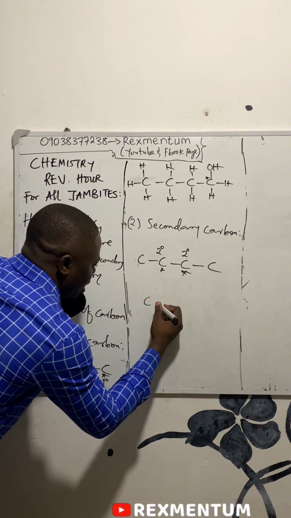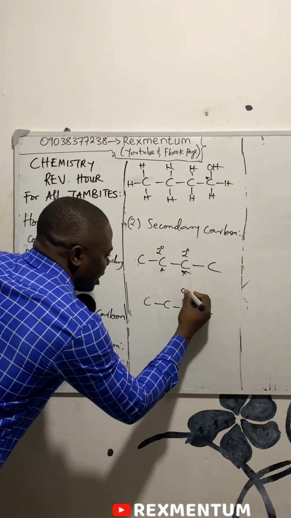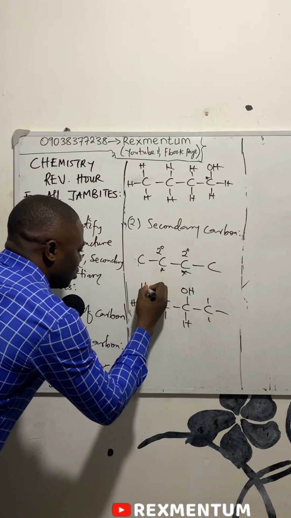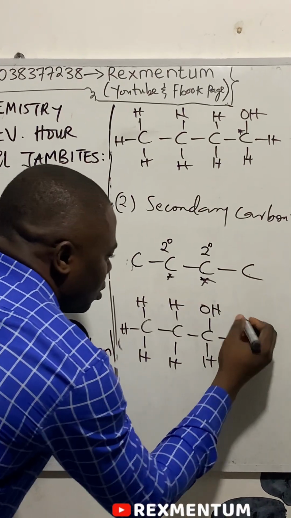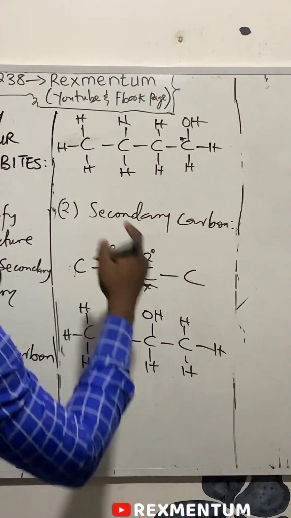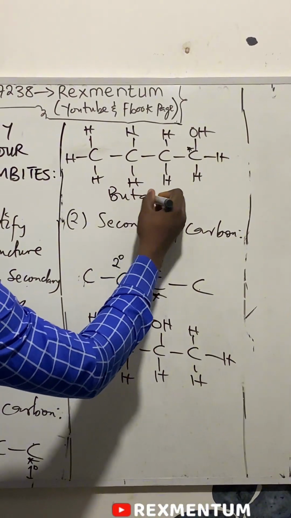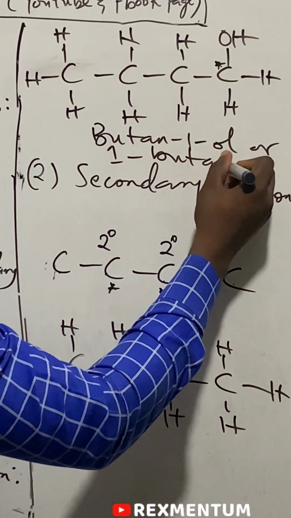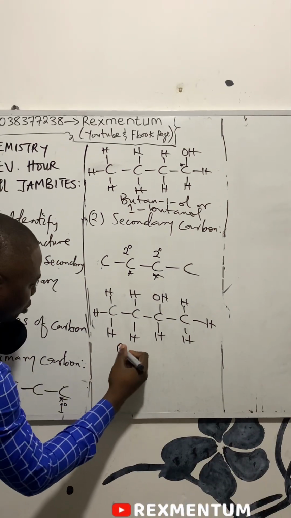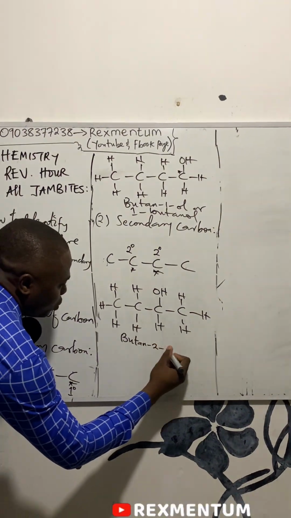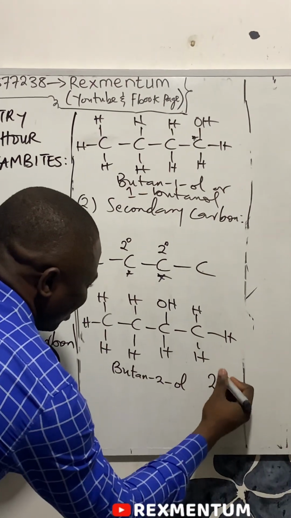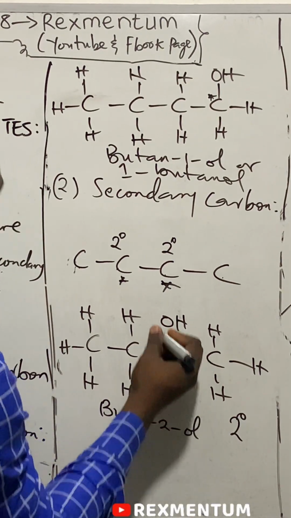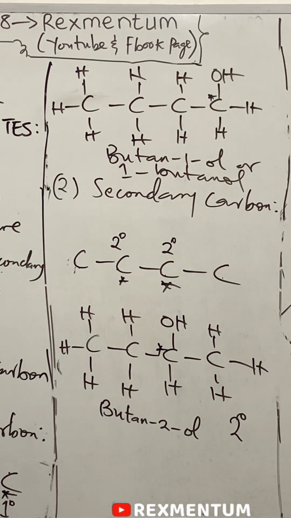Now, let me show you something. If you have this, and you attach OH to a secondary carbon, look at this. Don't forget that this first product is called butan-1-ol, or simply call it 1-butanol. Now this one now is butan-2-ol, or 2-butanol. It is a secondary alcohol because OH is attached at what? Secondary carbon. Look at where the OH is. Just like here, I put an asterisk. Know this. That is the easiest way.